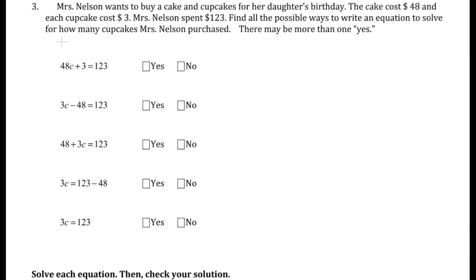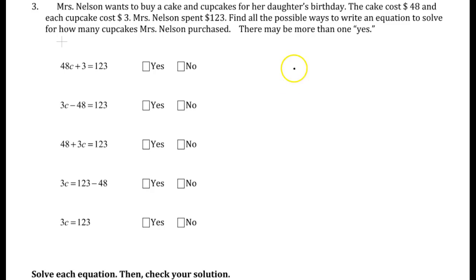Okay, Mrs. Nelson wants to buy a cake and cupcakes for her daughter's birthday. Cake costs $48, and each cupcake is $3. Mrs. Nelson spent $123. Find all the possible ways to write an equation and solve for how many cupcakes Mrs. Nelson purchased. And there can be more than one, yes.